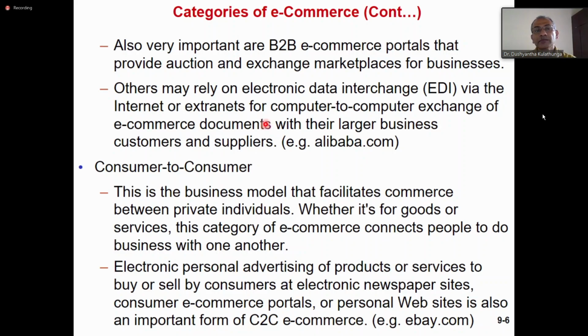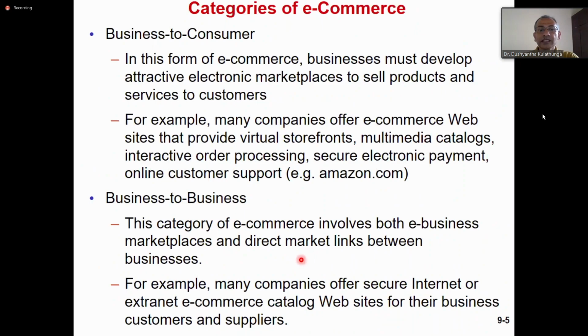So that is about the business to business environment. Is it clear, or is there anything not clear?